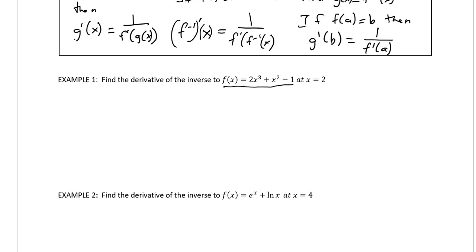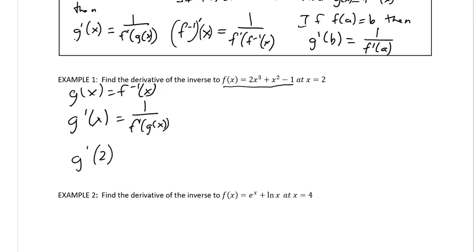Sometimes we run into functions like that that are really hard to take the inverse of. So in this case we don't need to take the inverse of the function. It's not needed, so we're not going to do that. Now, let's say that g of x equals f inverse of x, and so g prime of x equals 1 over f prime of g of x. So g prime of 2 would equal 1 over f prime of g of 2.